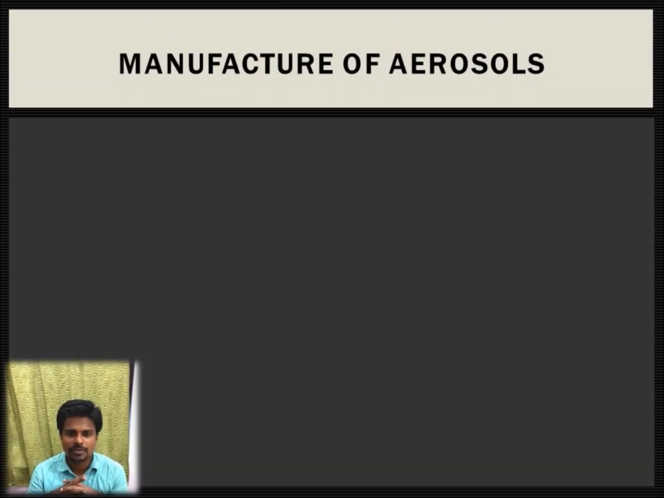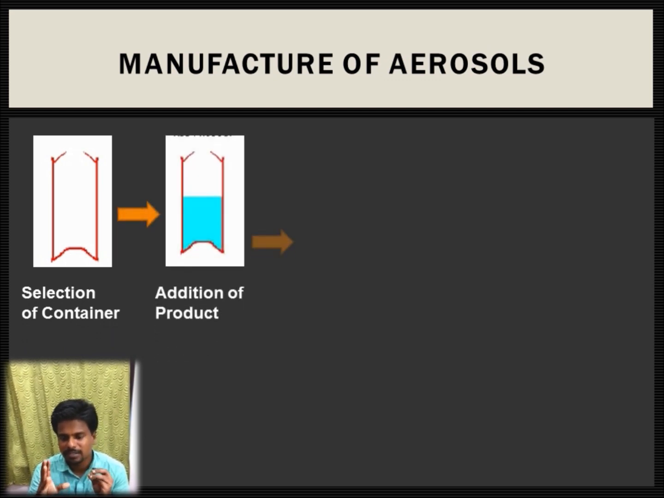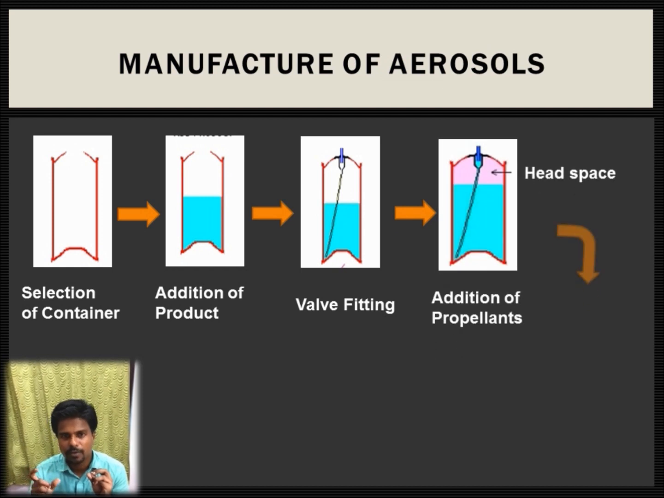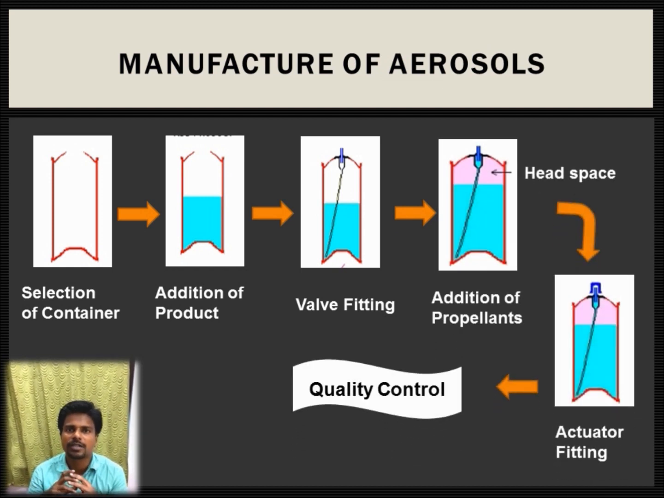Manufacture of aerosols. First we will see an overview of the manufacture of aerosols. First we select the empty container. To this we add the product concentrate, that means the active ingredient. Then fix the valve, then add the propellant and fix the actuator, then it is subjected to quality control tests.